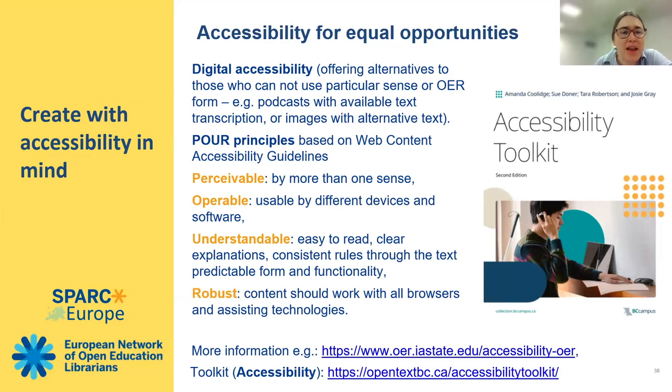We have to create with accessibility in mind, because some people don't have the same possibilities as others to access materials on the web. So there are four principles based on the Web Content Accessibility Guidelines. They're based on a wider idea of digital accessibility, which offers alternatives to those who cannot use a particular sense in OER. For example, when you have a podcast, you can make a text transcription available. When you have images, you give alternative texts for the readers.